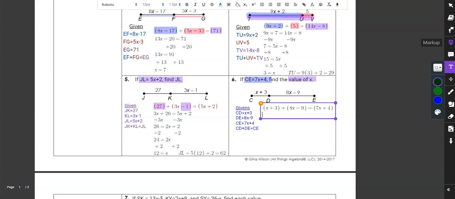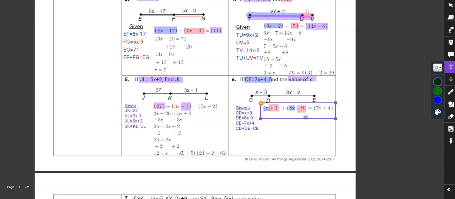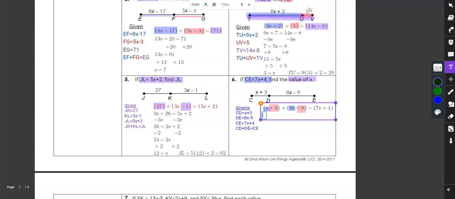All right, again, we need to combine like terms. Here we have like terms of x and 8x, and then we have like terms of 3 and negative 9. So we need to make sure we combine both of those sets. x plus 8x is going to be 9x, and positive 3 minus 9 is negative 6. We didn't do anything to the right-hand side, so we're going to leave it as 7x plus 4 for the time being.